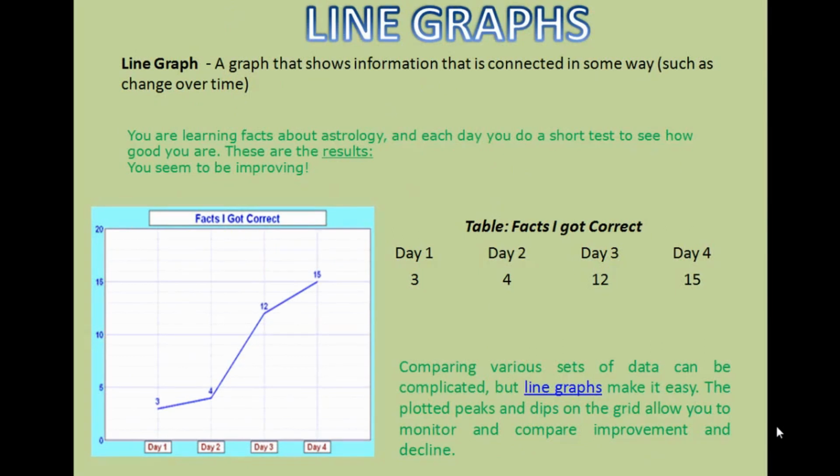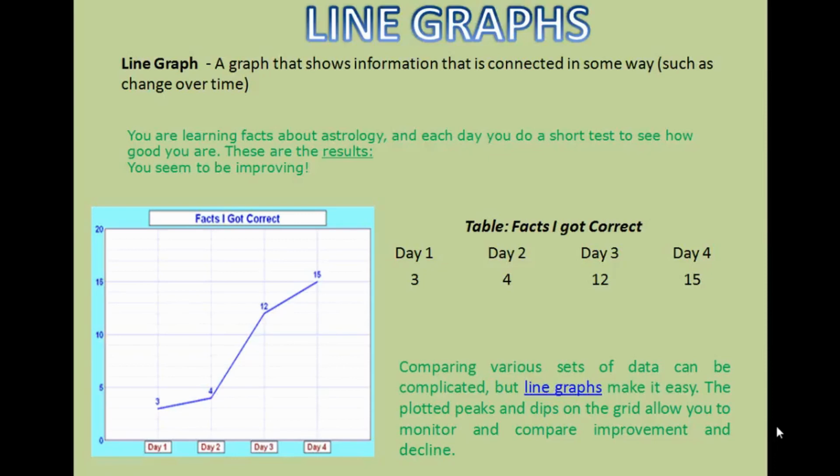Another form of graph is the line graph. The graph shows information that is connected in some way, for example, change over time. For example, you want to collect the facts on astrology and test how good you are in this. So in day 1, day 2, day 3, day 4, when you plot them with a line, you can compare your growth. Comparing these sets of data can be complicated, but line graphs make it easy.